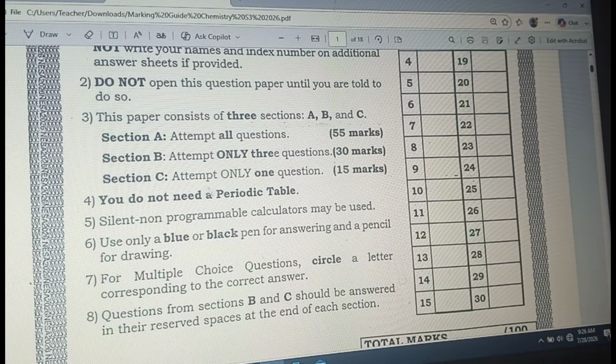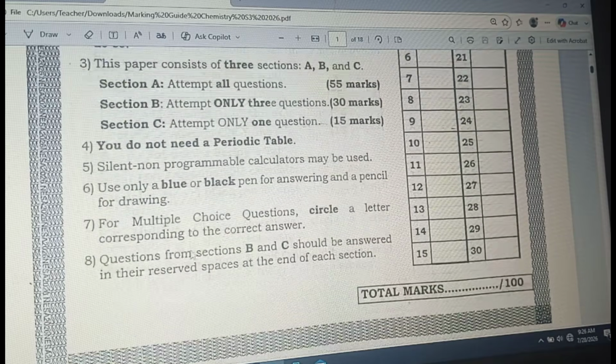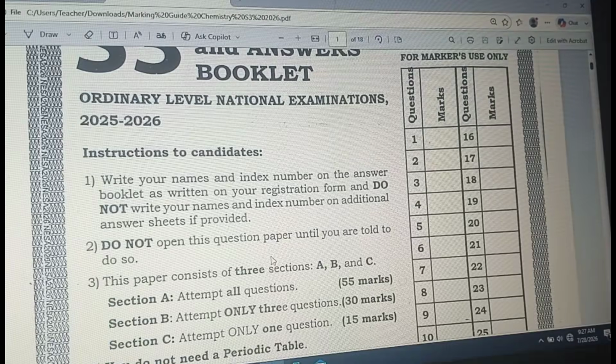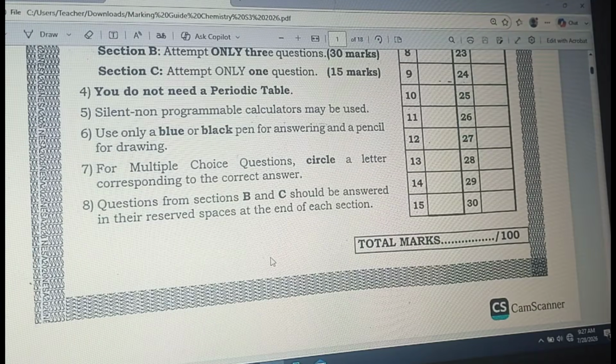The fourth, you don't need a periodic table. Five, a silent non-programmable calculator may be used. Use a blue or black pen. For multiple choice questions, circle the letter corresponding to the correct answer. The answers to the questions from sections B and C should be written in the reserved space at the end of each section. Okay, these are some instructions to the candidate.